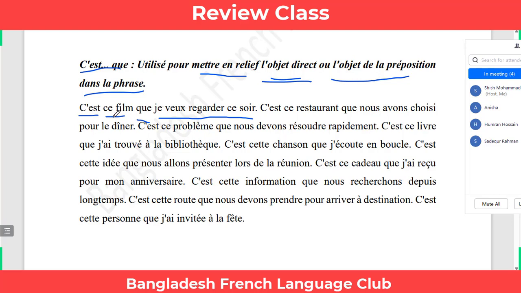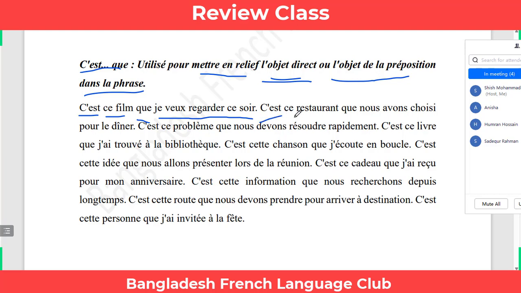We can also write this sentence the following way: je regarde ce film ce soir. We can say it this way as well. But as we are emphasizing this film, it might be because this film is very extraordinary, or he or she or anybody found it exceptional, or for some other reason. That is why this film is emphasized. So c'est ce film que je regarde ce soir.